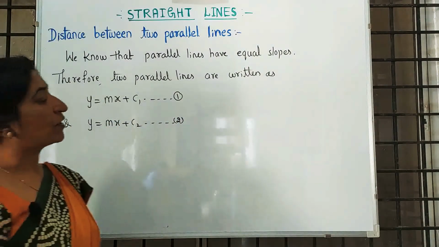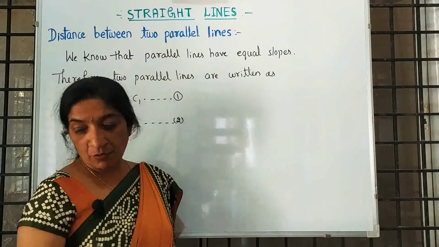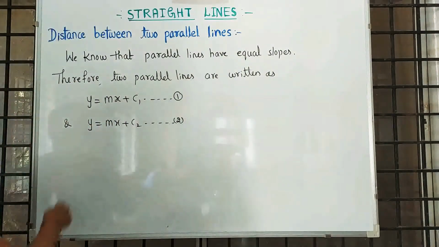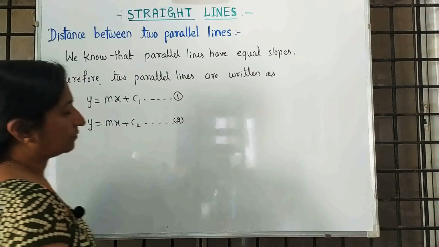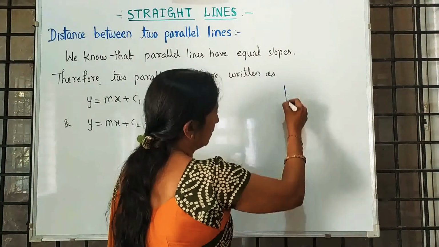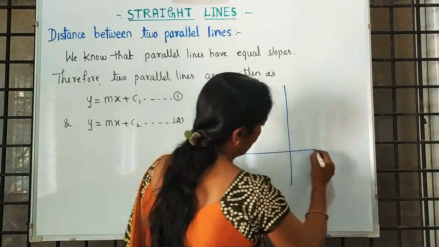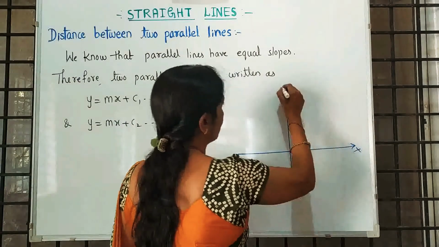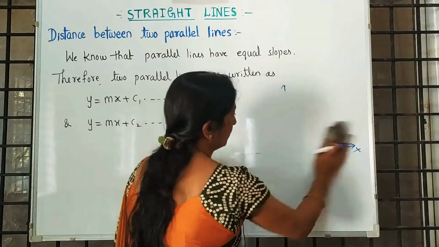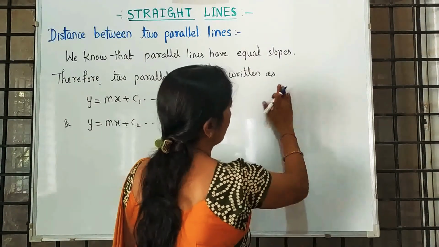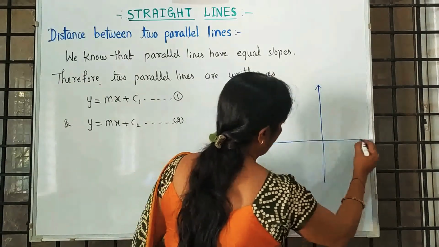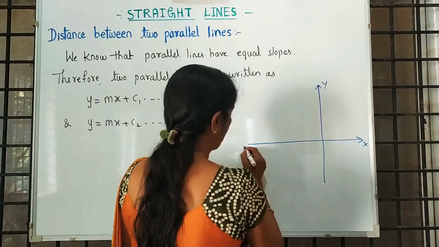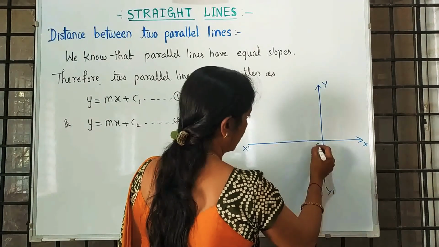Now I am giving you one figure. These are the two parallel lines. How do you come to know they are parallel? Because they have the same slopes. If the slopes are equal, then the lines are said to be parallel. See here, this is y axis, this is x axis. X axis, y axis, this is x dash, this is y dash, origin.